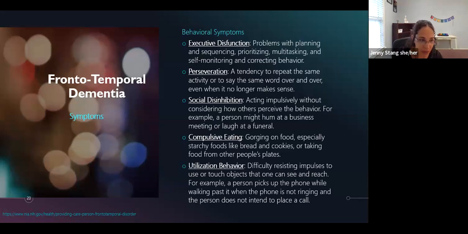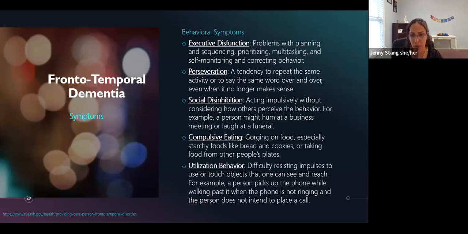My great-grandmother was diagnosed with dementia, but they never determined the disorder that was causing her dementia, but she would have episodes of perseveration, of repeating the same things over and over again. Social disinhibition, acting impulsively without considering how others perceive the behavior. For example, a person might hum at a business meeting or laugh at a funeral.